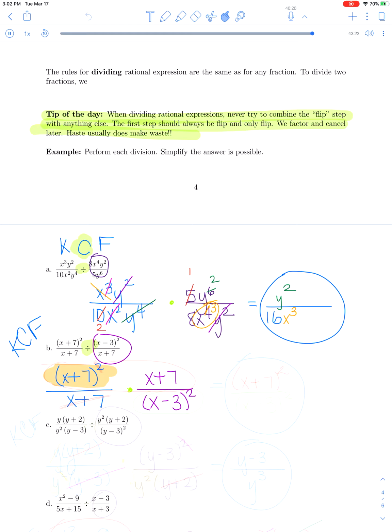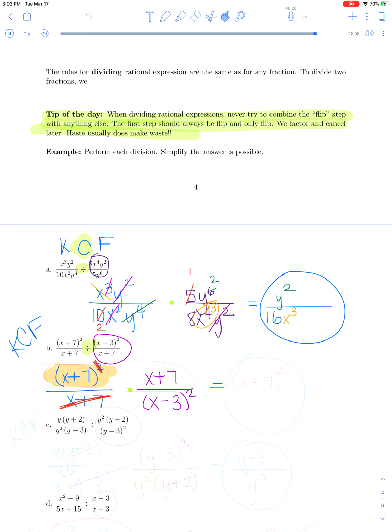The squared on the bottom means I've got 2 x minus 3s. What it does mean is that I can cancel out one of the x plus 7s on the top with one of the x plus 7s on the bottom. So I'll cancel out one of the two on top with one of the x plus 7s on the bottom. Notice what that means. It means I still have plenty of stuff left over.